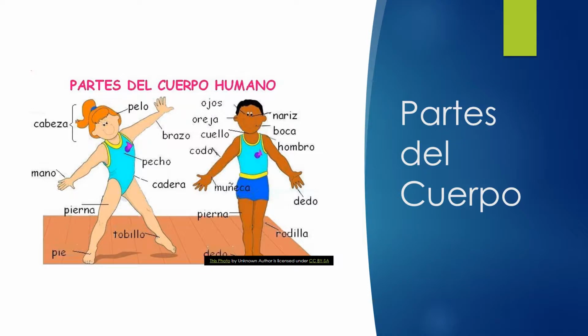Partes del cuerpo, the parts of the human body. Here we have some basic parts of the body. In your textbook, they're going to get into a lot more detail, and there's, again, a ton of vocab words for you to go over and learn. But here, I like this picture because it has a lot of the basics so that you don't get lost in the hundreds and hundreds of words that you could possibly learn. These basics I really want you to focus on. So let's go over them.